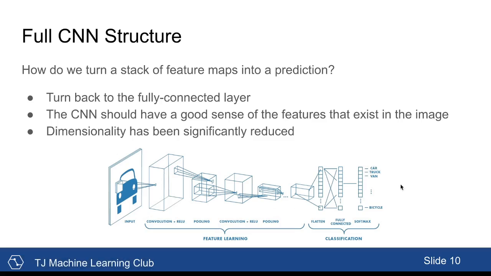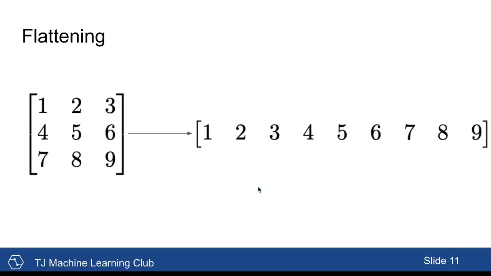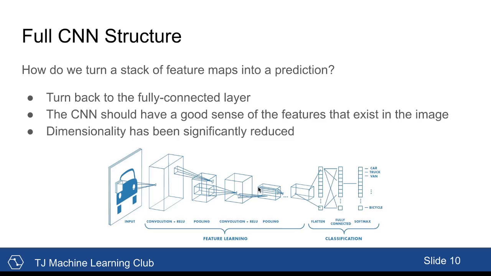Is it a car, a truck, a van, a bicycle, and so forth? You have a couple of different options. And this is really helpful. It helps seal the deal, looking at the whole structure.